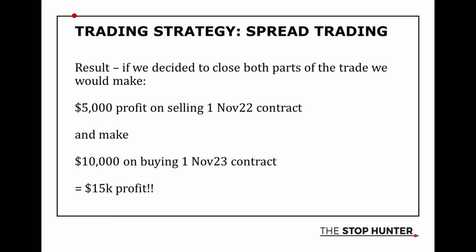What does that mean in terms of profits made? Well, on that front contract, we'd have made $5,000 profit on closing out when that price move happened, and on the back contract, the one a year out, that $10 move created $10,000 profit.